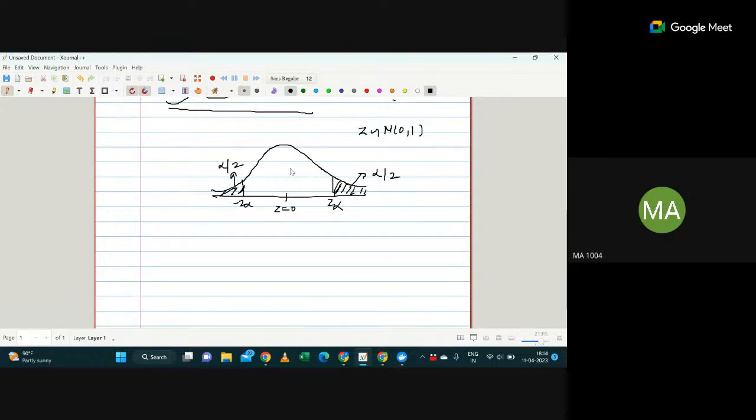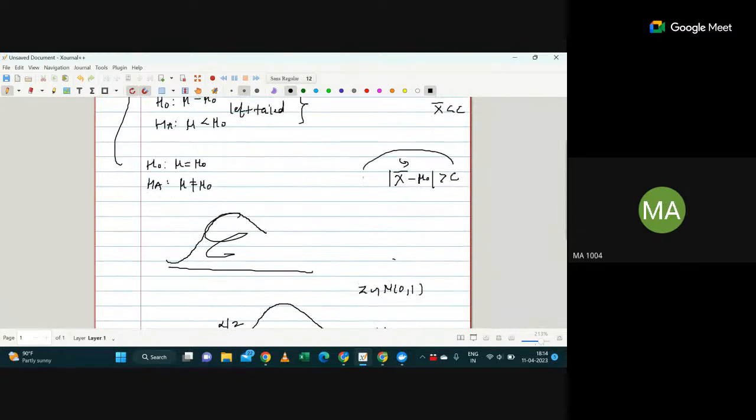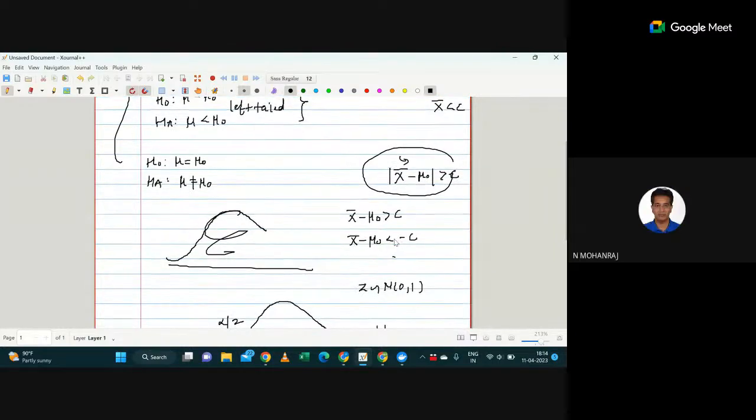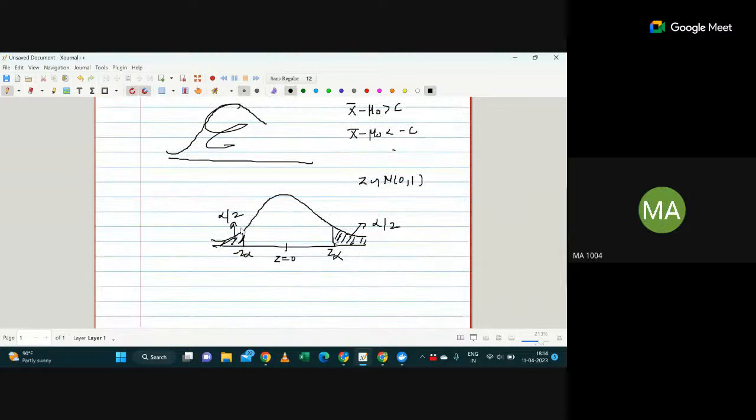Now you can compare with this one. We are considering x bar minus mu naught greater than c, and x bar minus mu naught less than minus c, correct? Yes. Same thing we are doing. Both together make the alpha, correct?